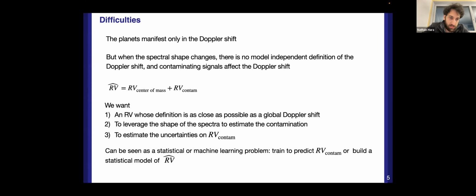So what we want is, first of all, an RV definition that is as close as possible to the global Doppler shift. And this is not trivial, because if the shape of the spectrum is changing, there is no model-independent definition of what RV is. The second thing we want is to use the shape information in the spectrum, the color information, everything that is not a pure Doppler shift, to predict the value of this contaminating signal. And also we want realistic uncertainties on this contaminating signal.